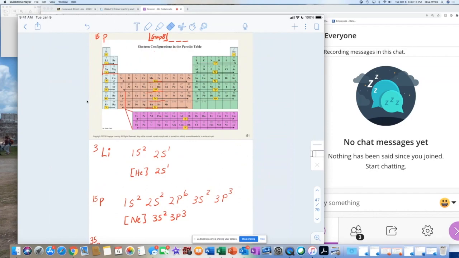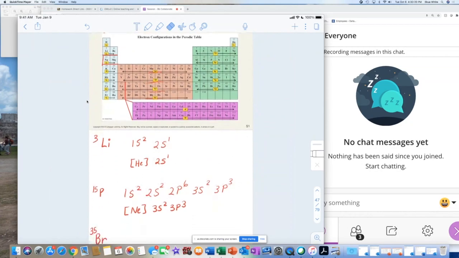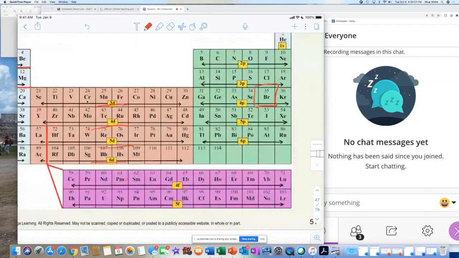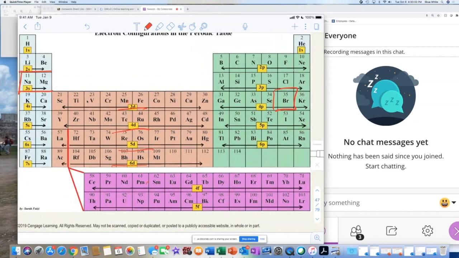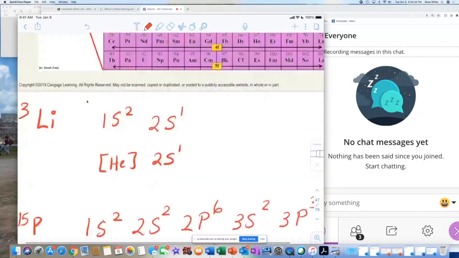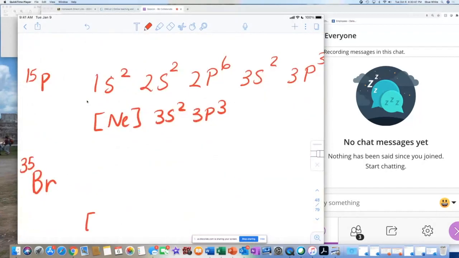Okay, you were saying the shorthand? Are you talking about bromine? So it'd be helium 4s2. Am I looking at the wrong one? Sorry, not helium, my bad. You mean Ar, argon? Yes, argon is the best selection right here. So I'm going to do the shorthand here. For bromine, you can do Ar.